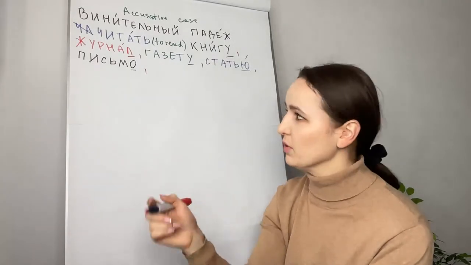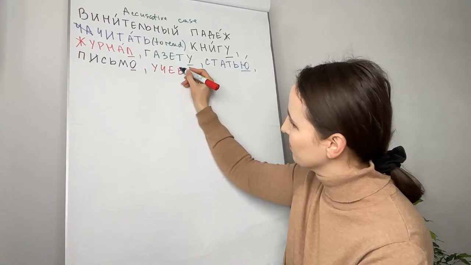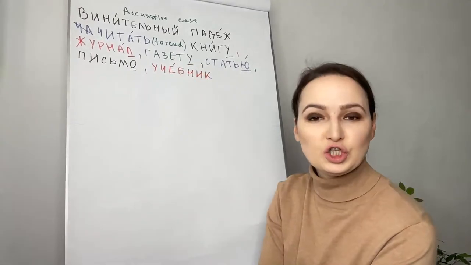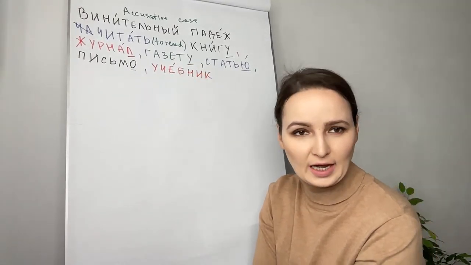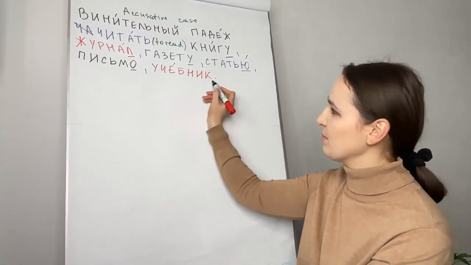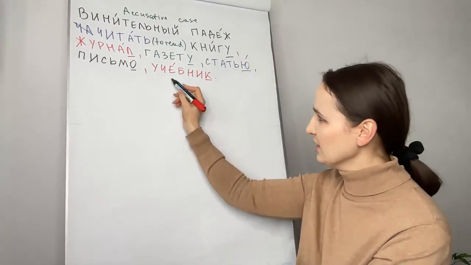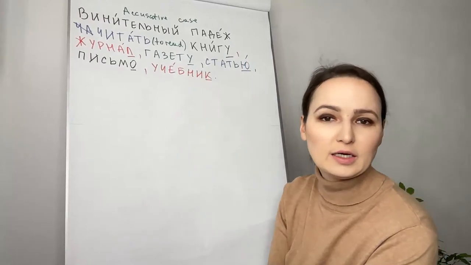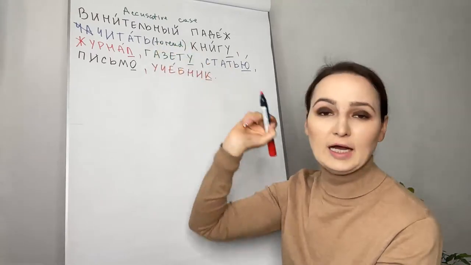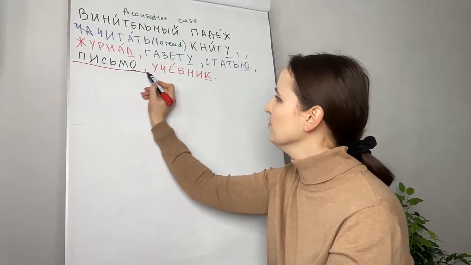Учебник, for example. Читать учебник. Учебник is a textbook. Читать учебник. To read a textbook. It is masculine, it ends in a consonant, so nothing will change in accusative. Just leave it like that, like you find it in a dictionary. Учебник, that's all. Я читаю учебник. I read a textbook. Дальше.